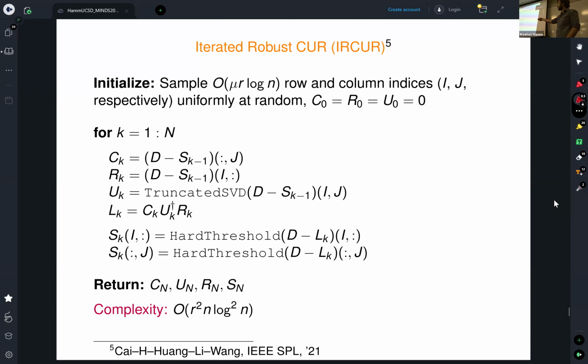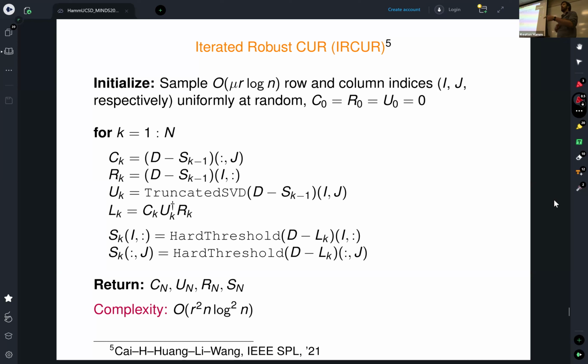So what I do is I take my noisy data, I subtract off the initial guess for the sparse noise, which is actually just 0. So basically in my first step, I just take submatrices of D, I do a truncated SVD, and then I have this CUR approximation that is now an approximation of the low rank part. Then I take the column and row submatrices of my initial guess for the sparse outliers. The way I form those is I do a hard thresholding of D minus that low rank guess. So I keep large entries and I throw away small entries.